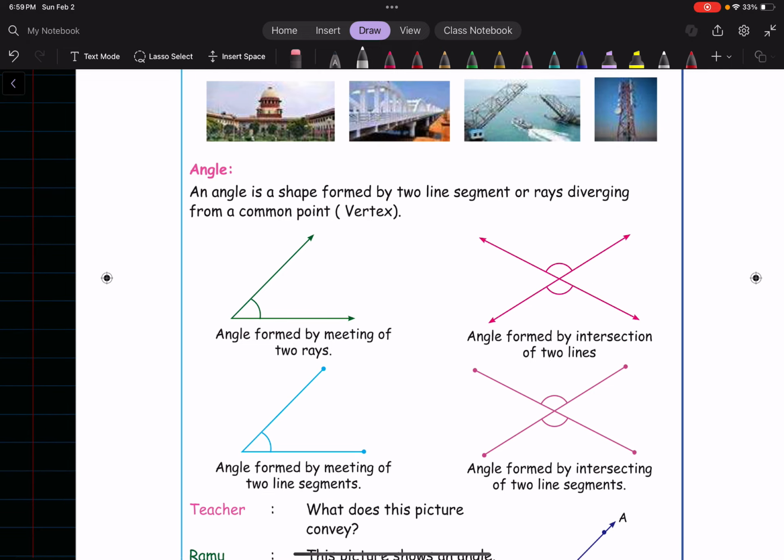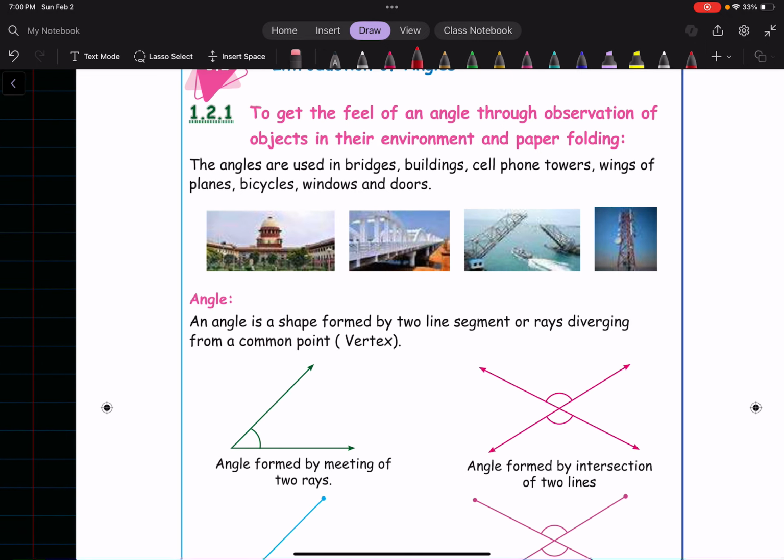The angle is nothing but the measure of inclination between two lines. The measure of inclination between two lines is angle. So let us assume this is 30 degrees. So this is the angle over here. This is one line and this is one line. So the inclination between two lines is nothing but angle. That's the measure.